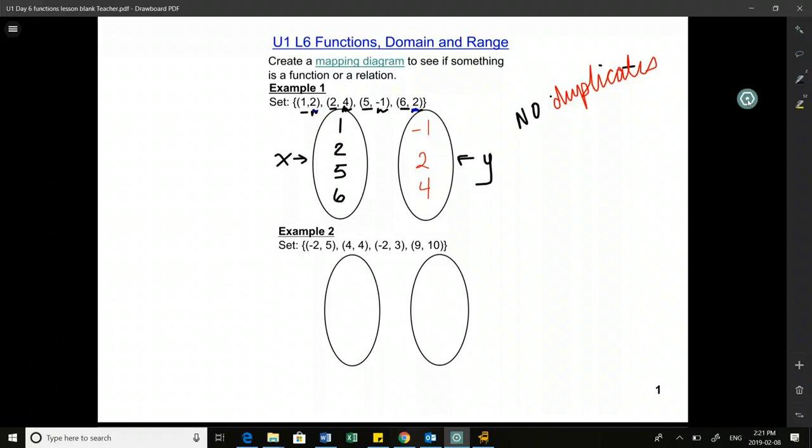Okay? So here's the point. You're getting ahead of me right now, Karen. She's too excited about the mapping diagram. Okay, so we're going to draw lines to the things that match. So 1 is paired with 2, so I'm going to draw a line from the x coordinate to its matching y coordinate. And we're just going to create how those x's map with which y's. So 2 maps to 4, 5 maps to -1, and 6 maps to 2.